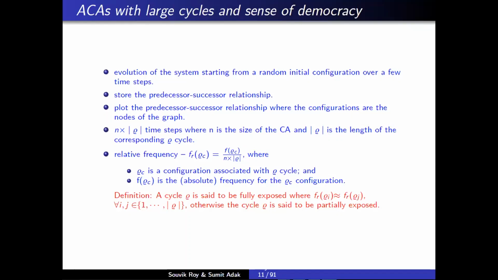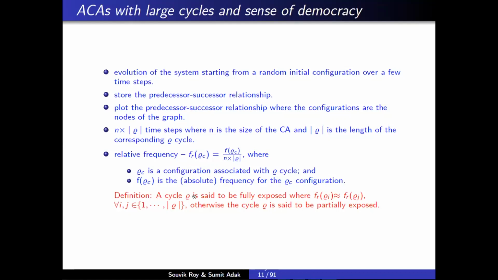We evolve the system for that time step, and we calculate the relative frequency of every configuration of the cycles. This is the simple formula for calculating this relative frequency: the absolute frequency divided by the number of time steps that we follow. So we just divide them and get the relative frequency.